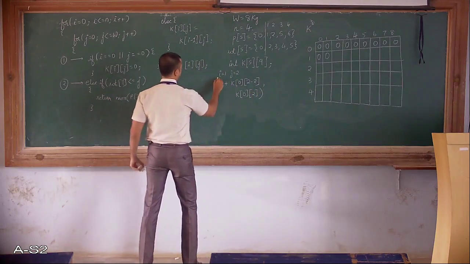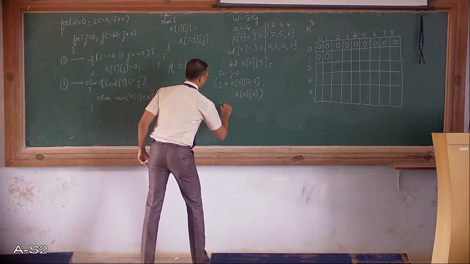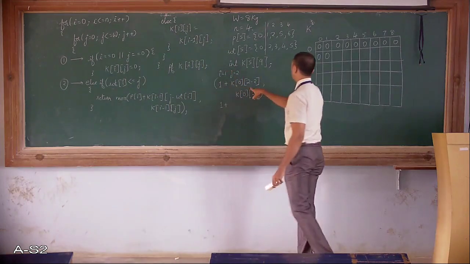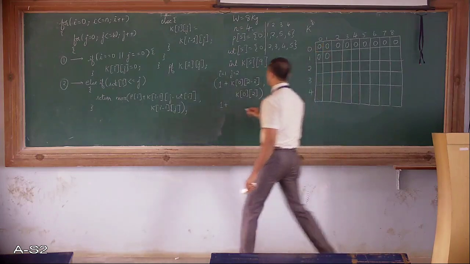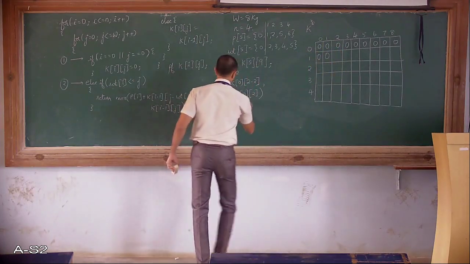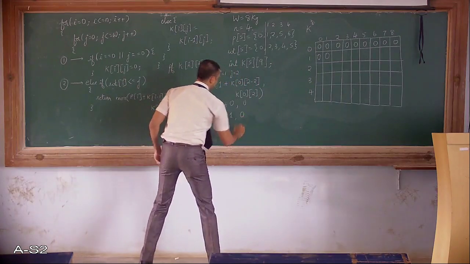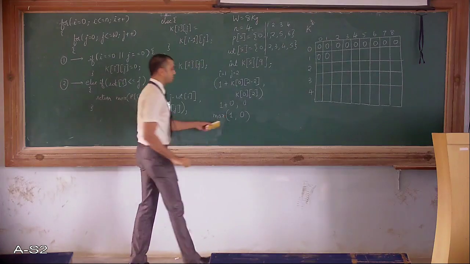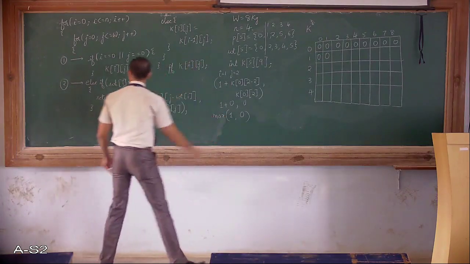So I need to find the maximum of this. So it is 1 plus K of 0 comma 0. So this is 0 comma 0. K of 0 comma 0 is 0. K of 0 comma 2 is 0. So 1 comma 0. I need to choose the maximum of these two values. What is the maximum of these two values? 1.